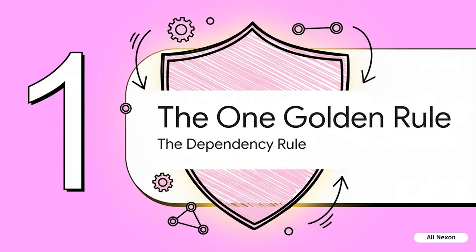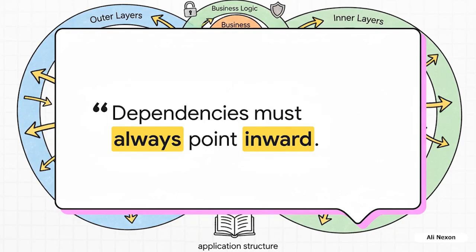Okay, so how do we build this fortress? Well, it all boils down to one single golden rule. Seriously, if you can get your head around this one concept, you'll understand the absolute heart of clean architecture. And here it is. Dependencies must always point inward. That's it. That one sentence is the key to the whole thing.